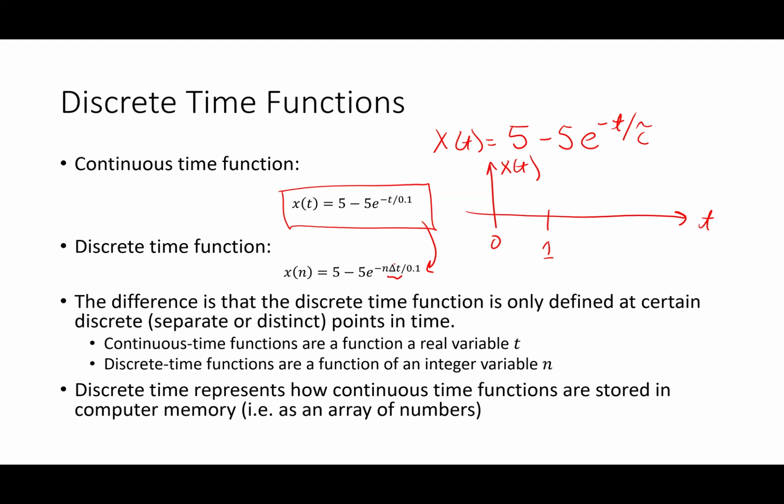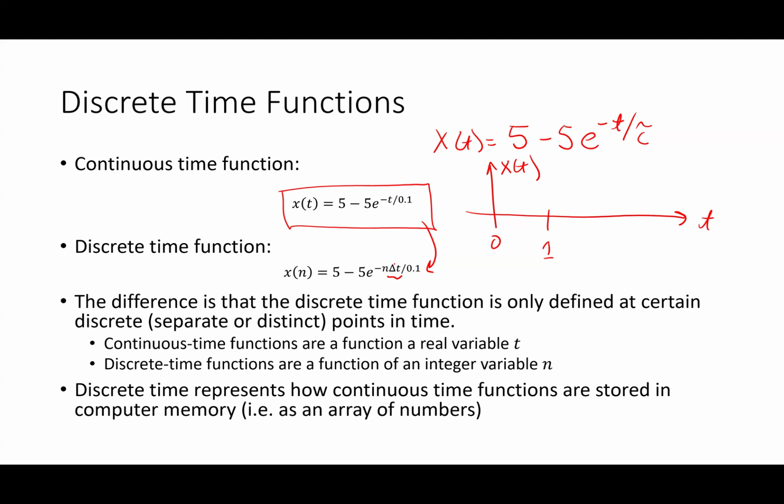Well, t is a real number. It's a number that can take any real value, so it's a real variable. What about the integer variable n? What values can n take if I say it's an integer variable? Only integers, which makes sense in a computer.